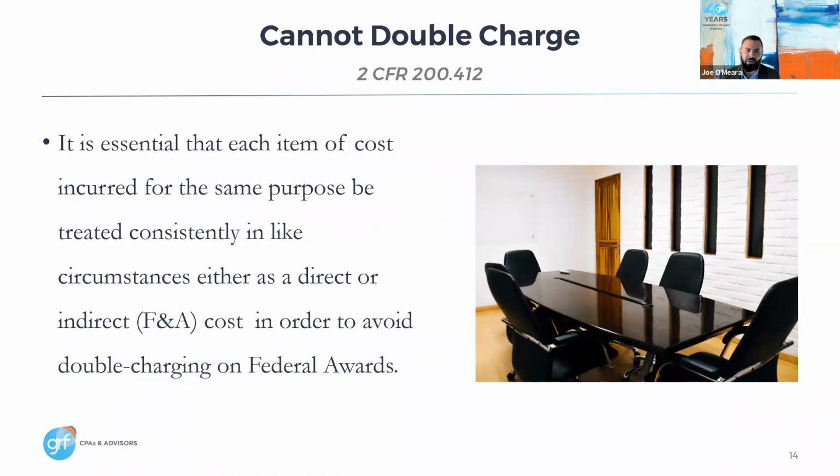So under the uniform guidance, the U.S. government as a donor tends to be really fair and reasonable. They might have a lot of requirements that you have to comply with and so forth, but as far as paying for the cost of the project, they tend to be very reasonable. But one of those aspects of them saying, all right, we'll pay our fair share, is that you cannot double charge. So if there's a cost that you're charging directly to federal awards, you need to treat that consistently. Each item of cost incurred for the same purpose must be treated consistently in like circumstances, either as direct or indirect. And this is really just looking at trying to avoid double charging the federal awards and not charging for something twice as a direct and indirect cost.